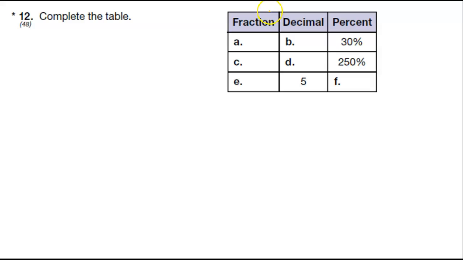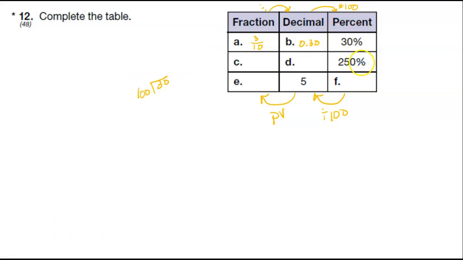Okay, fraction, decimal, percent. So let me put the rules in. Fraction to decimal, we divide. Decimal to percent, times 100. Percent to decimal, divide by 100. Decimal to fraction, place value. All right, so we have 30%. When I divide by 100, 30 divided by 100, I'm going to get this. This is 30 hundredths, or 3/10. Change colors.